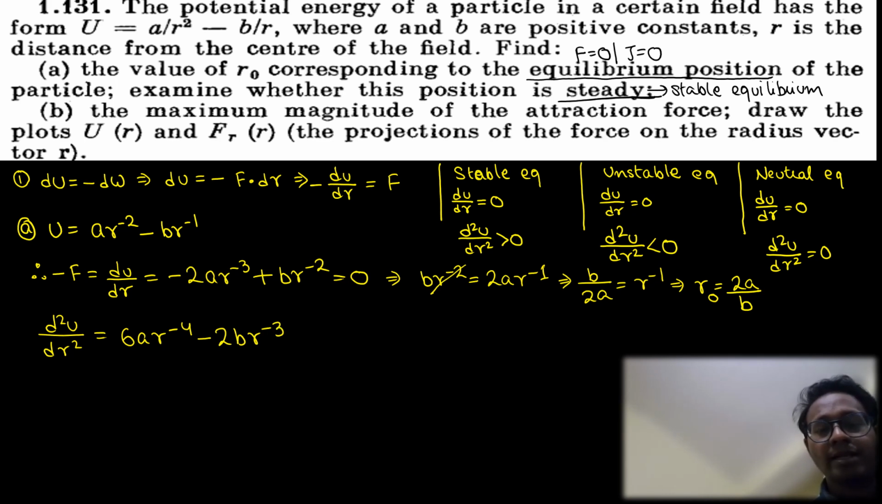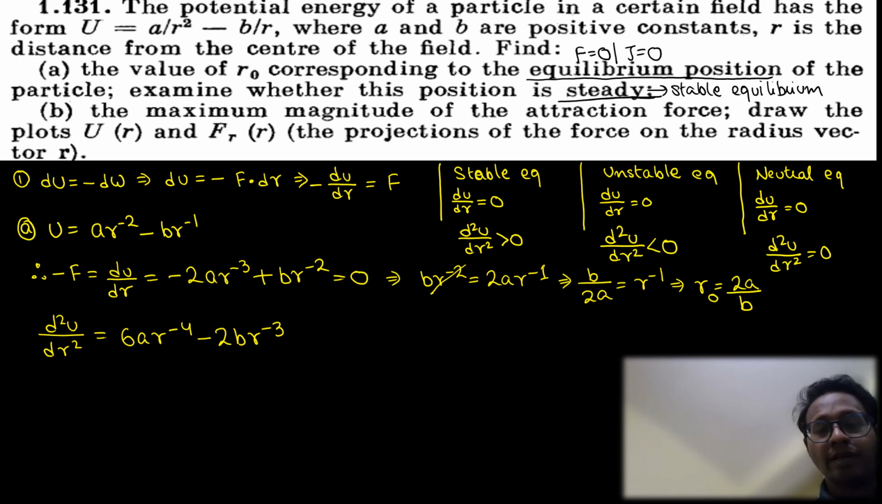Now what I have to do is put the value of r equals 2a by b in this equation and check whether the value is positive or negative. If it is positive, then it is in stable equilibrium. If it is negative, then it is in unstable equilibrium. And if it is 0, then it is in neutral equilibrium.